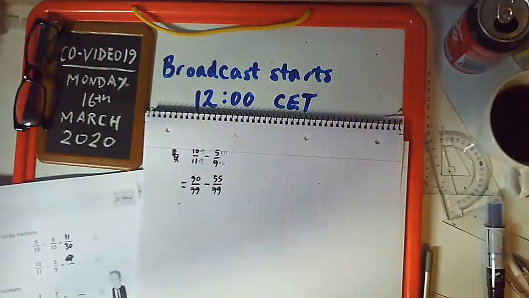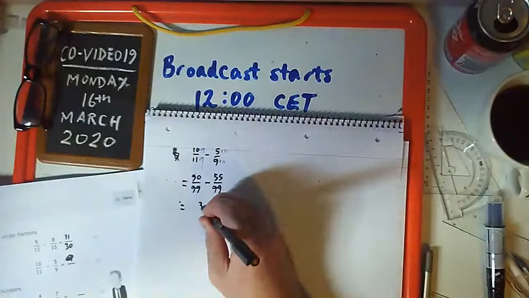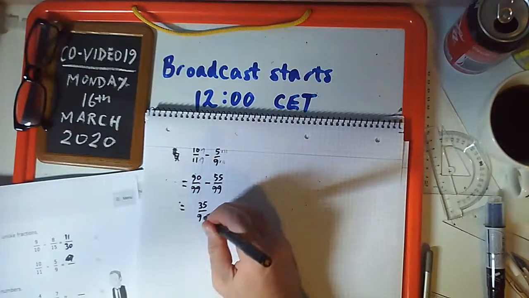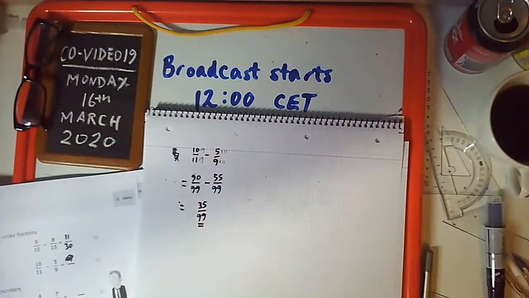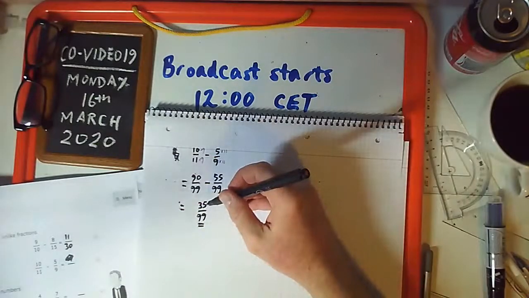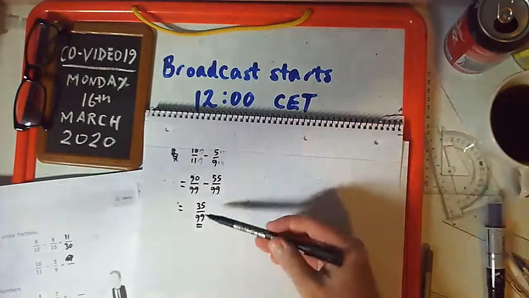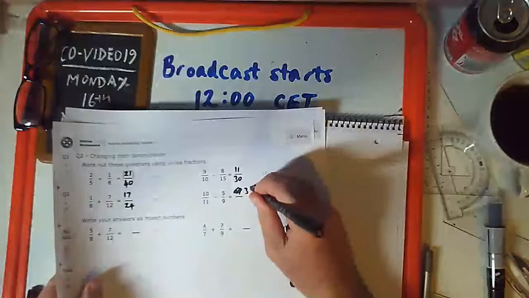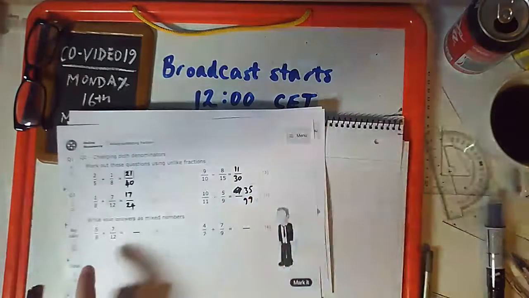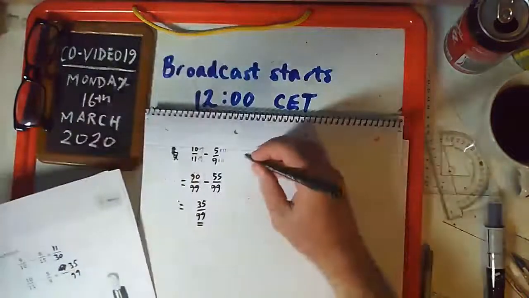So that's 90 over 99 minus 55 over 99 makes 35 over 99. And let me just think whether 35 and 99 have got any common factors. 35 divides by 7 and 5. 99 divides by 3, 9, 11. So they haven't got any common factors, so that is the smallest way you can write that fraction. 35 over 99. Right, the last couple of questions on that. Write your answers as mixed numbers. Oh, goody.